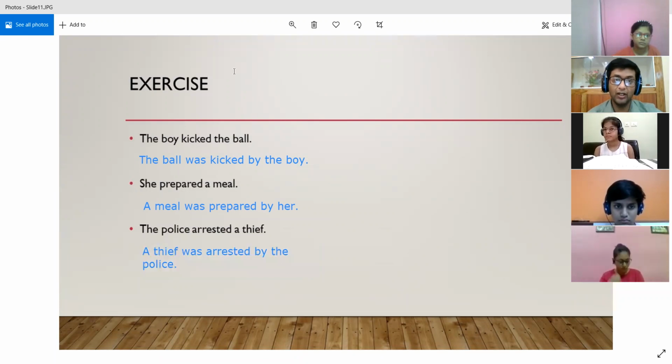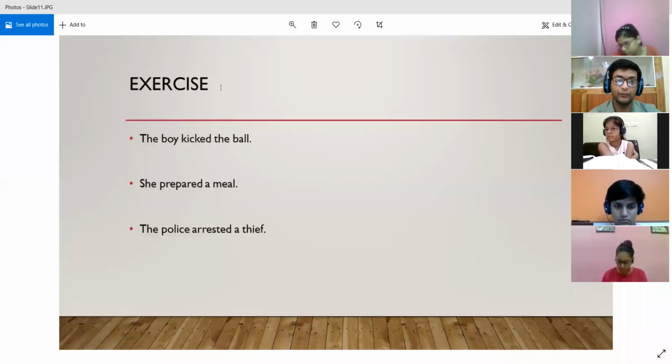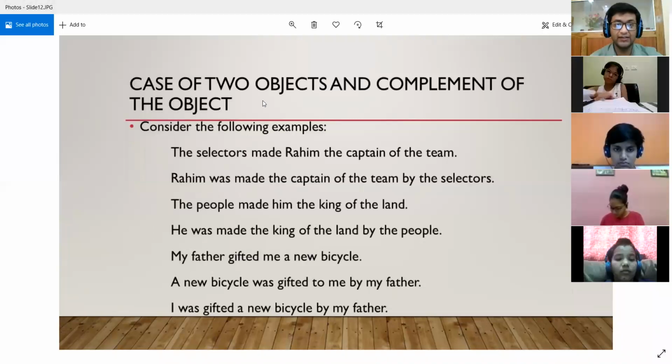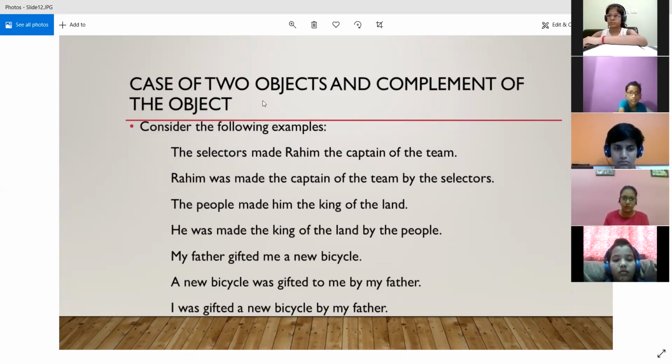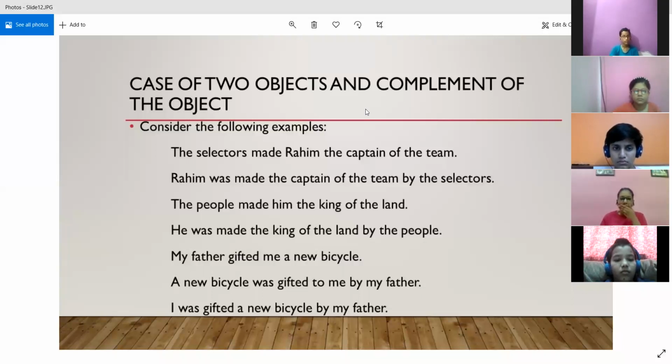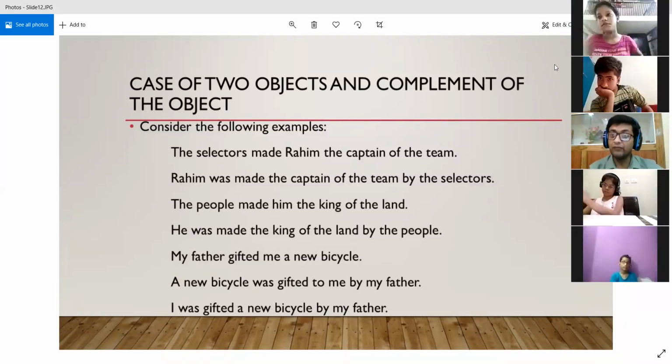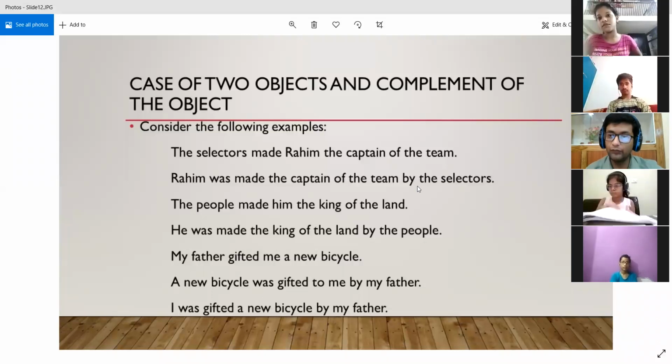Now we are going to learn some new concepts regarding the active and passive voice. Now let's see them. There are certain cases where you will find that two objects are present in a single sentence. So in all the previous sentences, what was happening? There was one subject and one object present in the active voice. But sometimes in sentences with the active voice, there are two objects present. Then what will we do in those cases? Now we are going to see that.